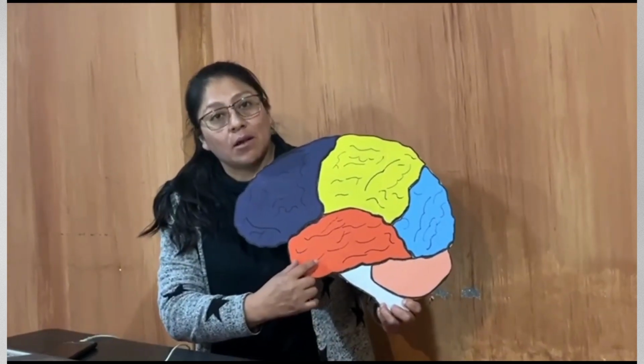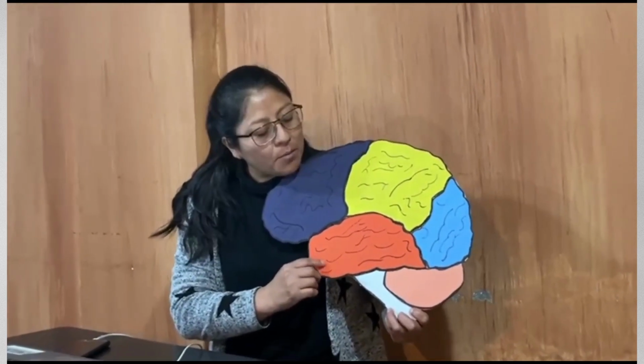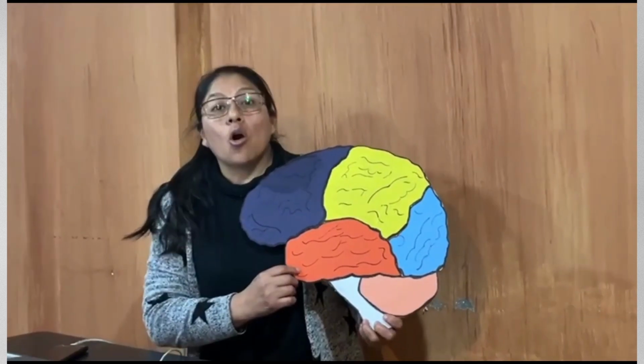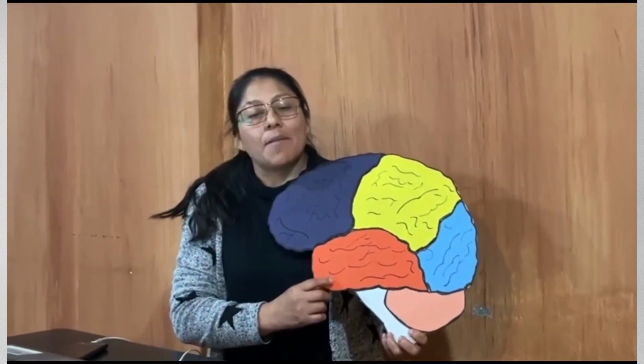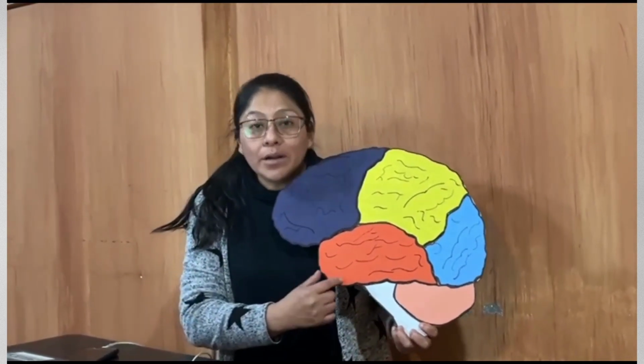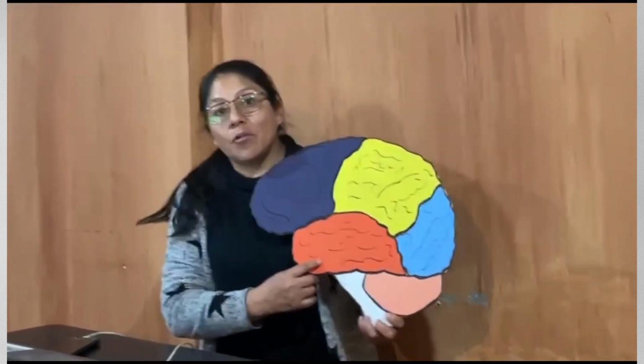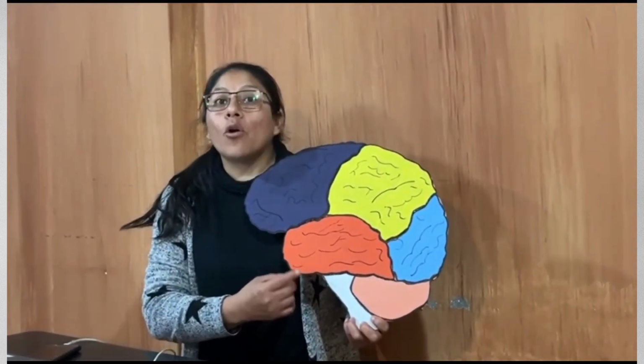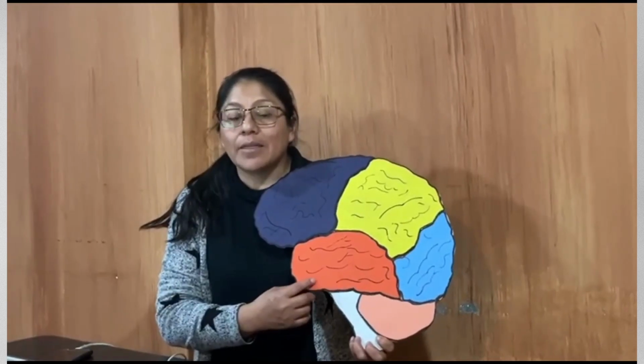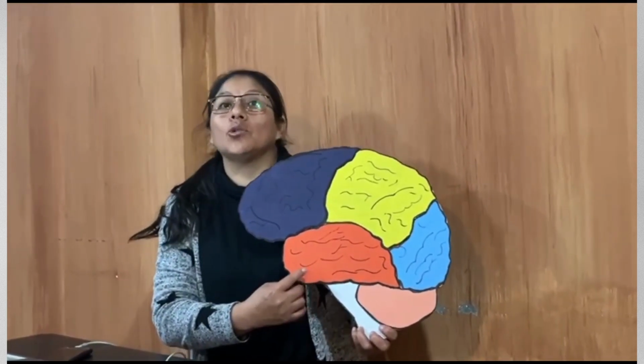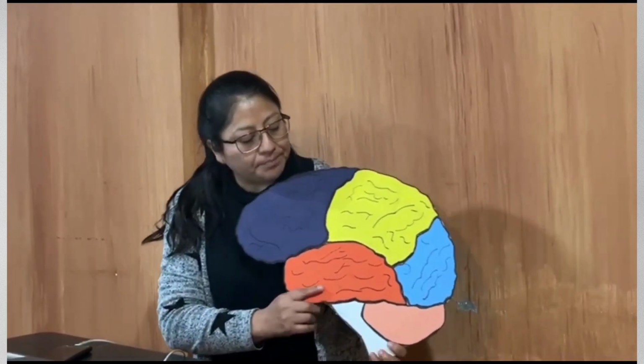In the temporal lobe, you can find two very important structures called Wernicke's area and Broca's area. Wernicke's area and Broca's area help us form words to communicate and listen to words to understand language.